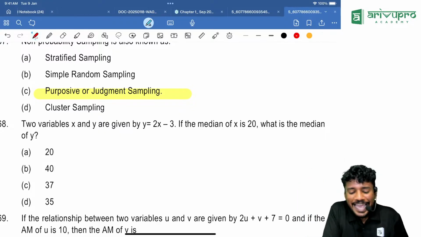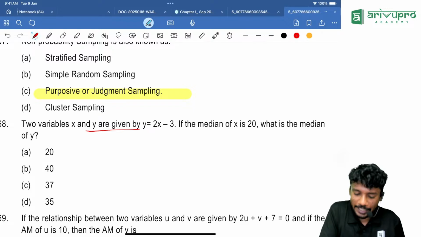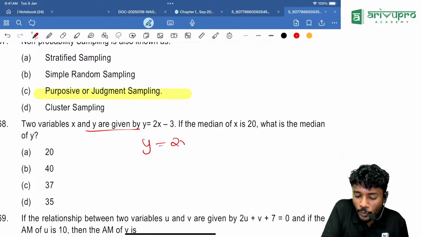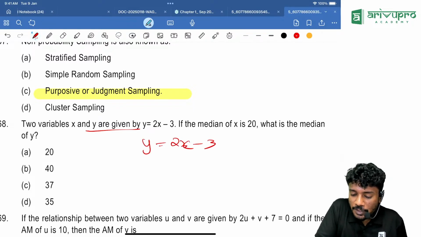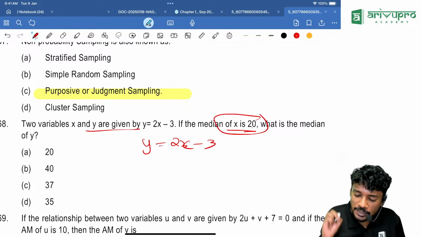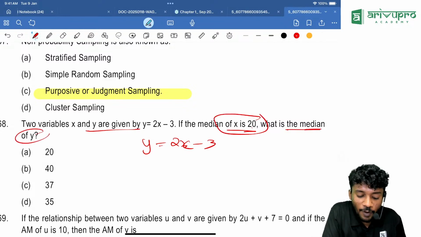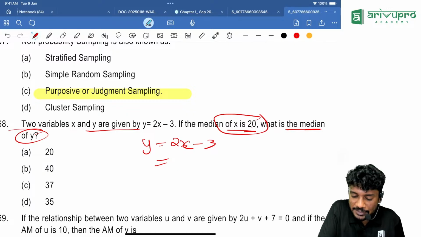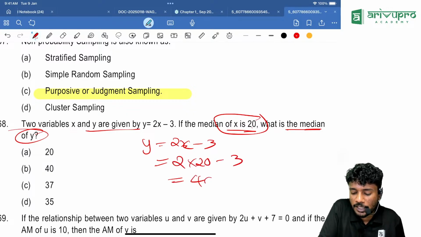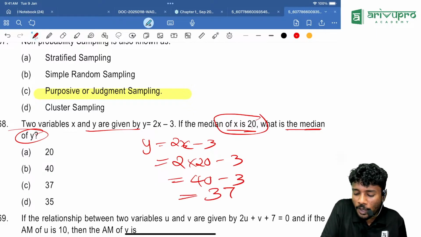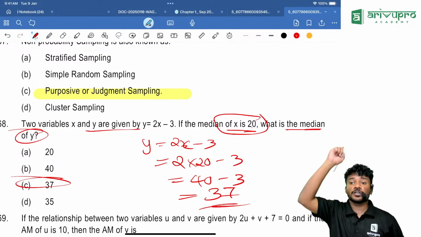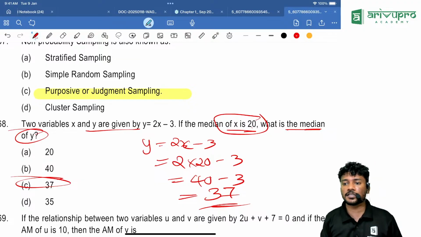Two variables x and y are given by y is equal to 2x minus 3. The median of x is 20. Then the median of y is how much? Instead of x, substitute. That means 2 into 20 minus 3, which is equal to 40 minus 3, which is equal to 37. Option C is our answer.